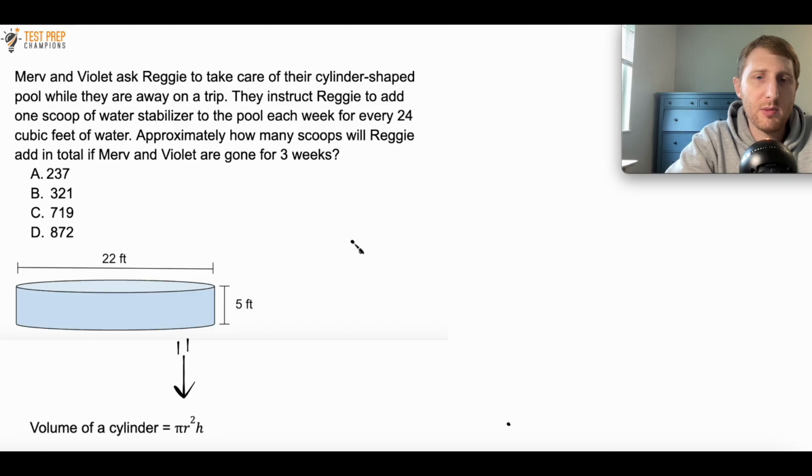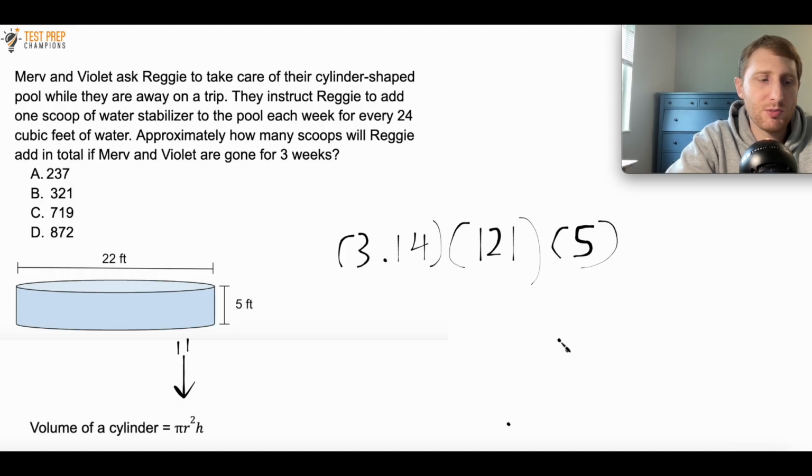So when I do the volume of a cylinder formula, I know that I'm going to use 3.14 for pi. And for r squared, I'm going to use 121. And then the height is just this right here. It's 5. Okay, so this isn't going to get us the answer, but this is going to get us a little bit closer because this is going to give us the volume here. So 3.14 times 121 times 5, what I get is 1,899.7.